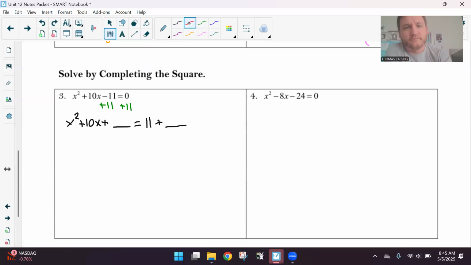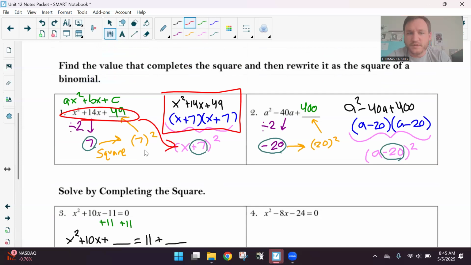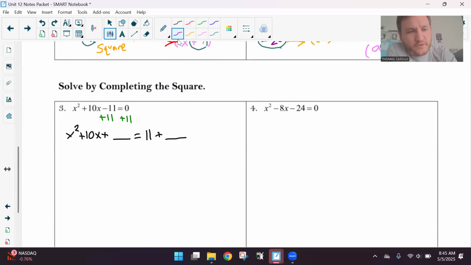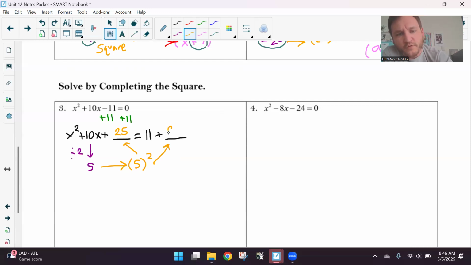Well, how do we do that? We're just going to do the same exact thing we did up top. We have to take that b value and chop it in half. So 10 divided by 2 gives us a 5. Now we take that 5 and we square it. So we have 5 squared. And we have to add it to both sides, because if I add a random 25 on the left side of this equation, then I also have to add it to the right side. Remember, the most important rule in algebra: whatever you do to one side of an equation, you have to do to the other side.